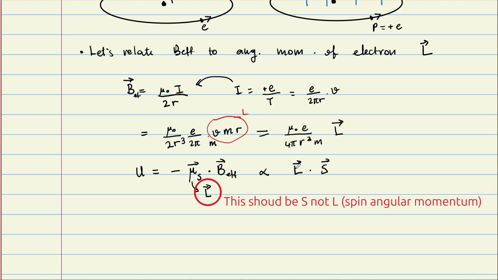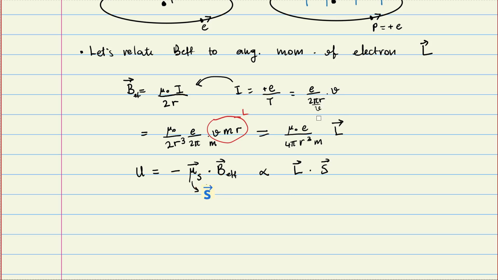Yes? For current, you multiply by V, right? No, current is charge divided by time, but time is the total period, which is 2 pi r divided by velocity v. So that's why it was actually initially here, I just put it in the numerator.